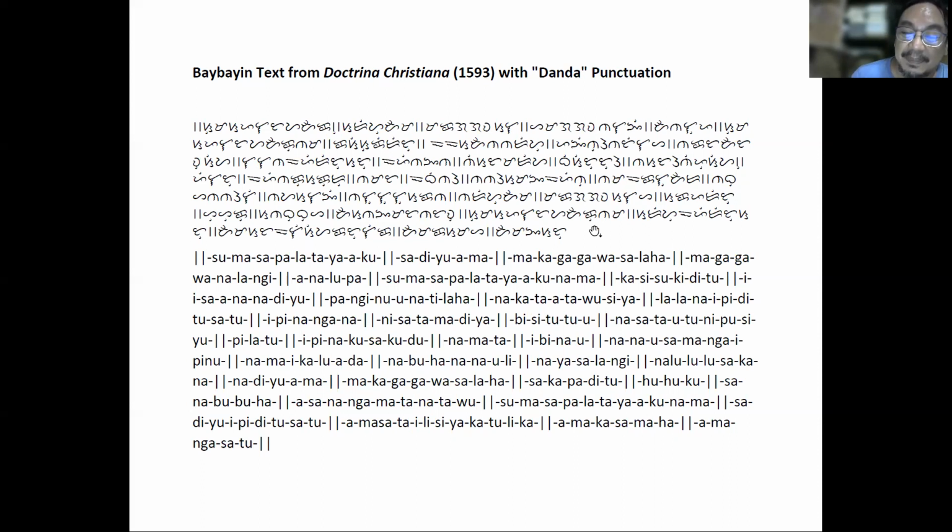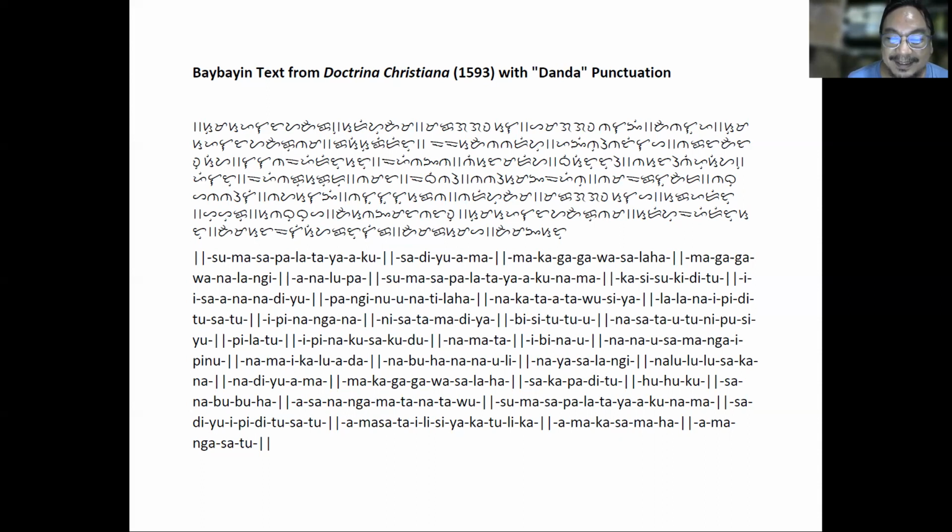So we can even, for example, pick out a Danda-bounded segment. For example, this one, makagagawa sa laha. So that will be for us automatically adding a T at the end of laha, then makagagawa sa lahat. And then, for example, this namata, right? So this could be namatay. Of course, it could be other things too, but given the context, it could mean namatay. So the Danda allows us an easier entry into any Baybayin text.